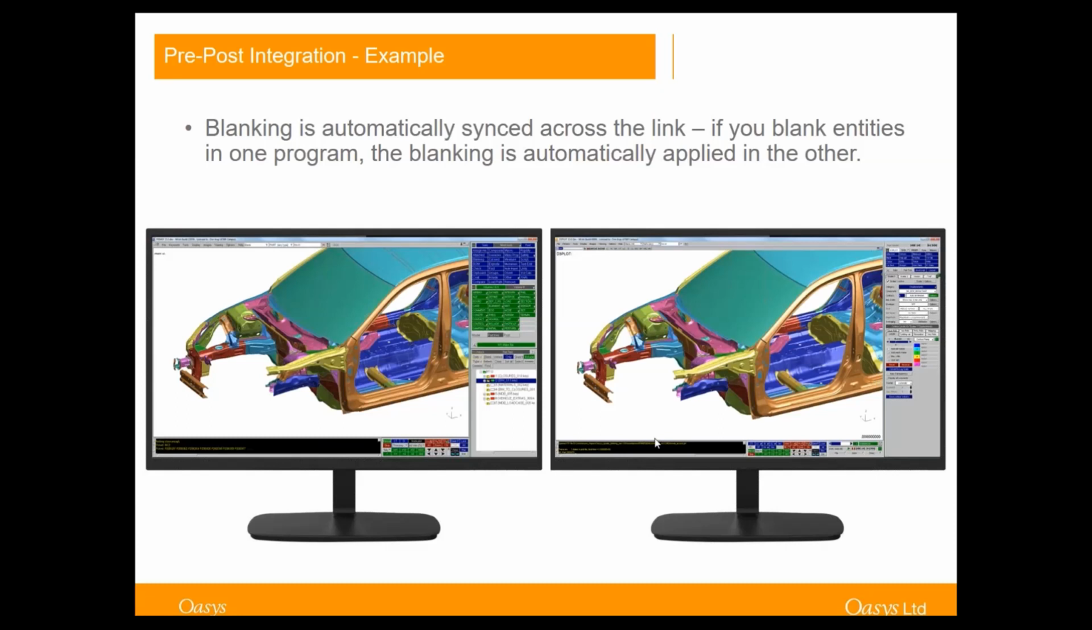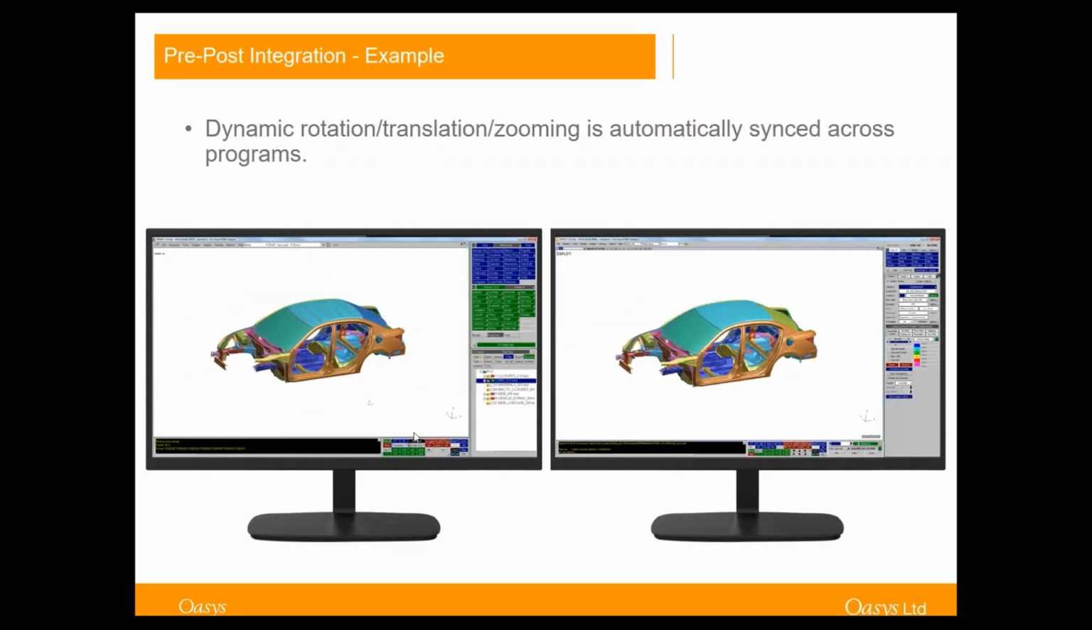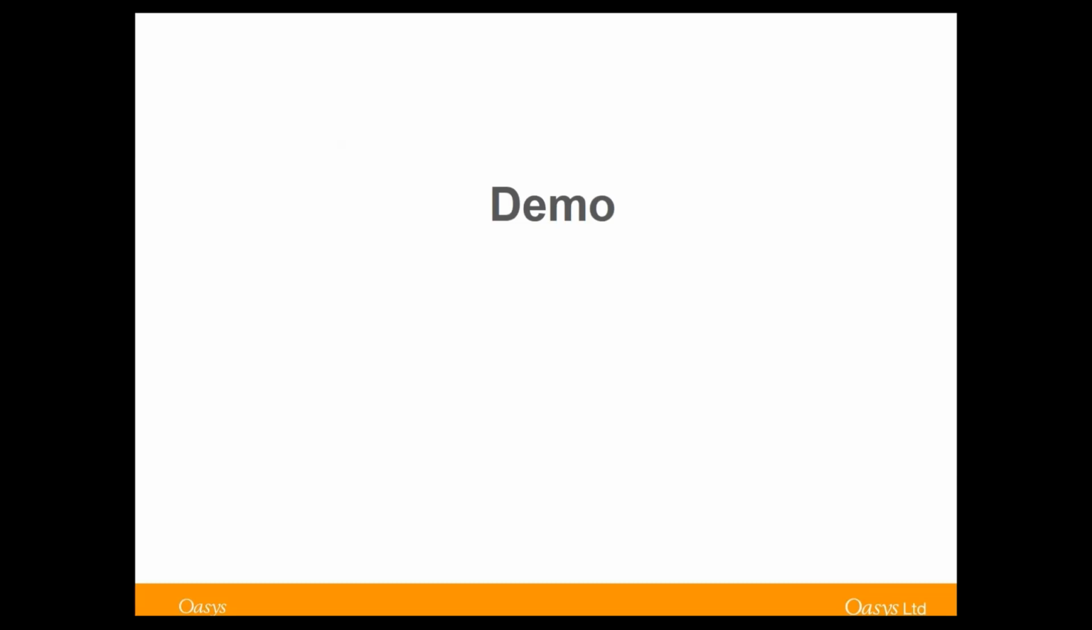If you blank some parts in D3PLOT, the blanking is automatically applied in the primer window as well. And if you change the view in D3PLOT, then the view is synchronized in the primer window as well. So let's take a look at a demo of this.